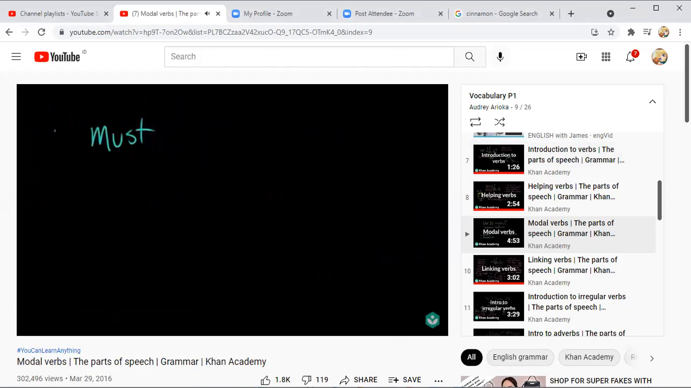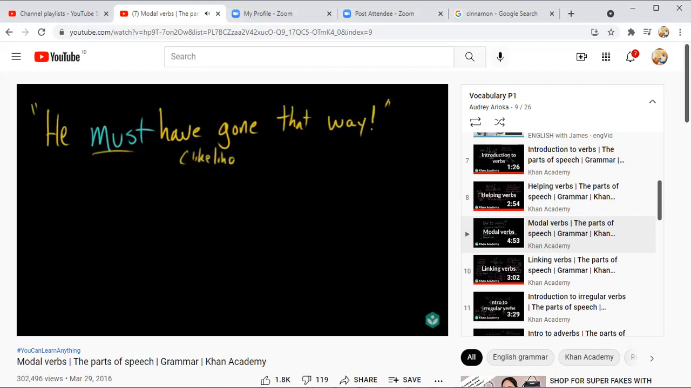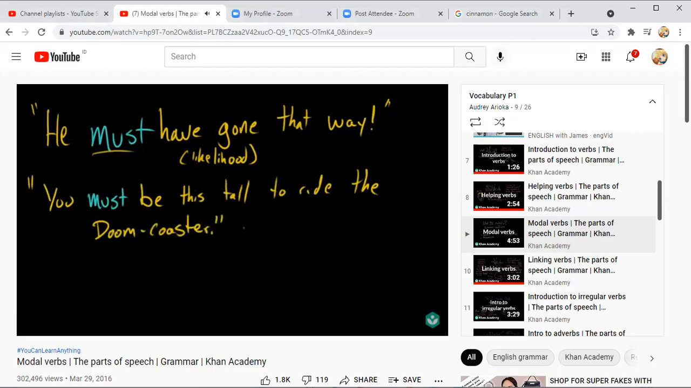So the word must, right? We can use the word must in a couple of different ways. So if you imagine a detective looking up from some muddy footprints on the floor with her magnifying glass, she looks up and she says, "He must have gone that way." That detective is using must to express a high likelihood. This must have happened. But if you're at an amusement park and the roller coaster you want to ride has a height requirement, the sign probably says you must be this tall to ride the Doom coaster. This is like a necessary condition.